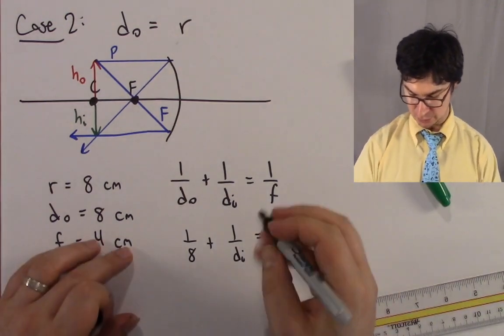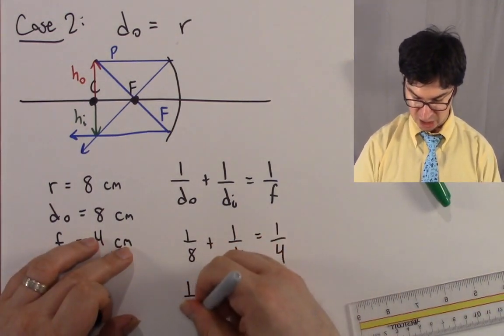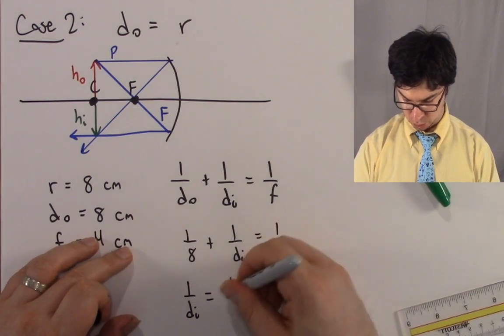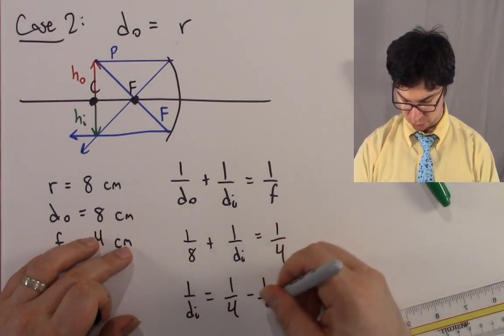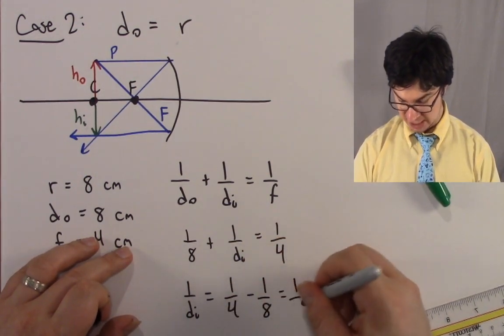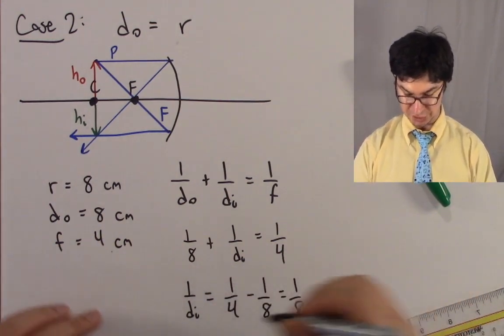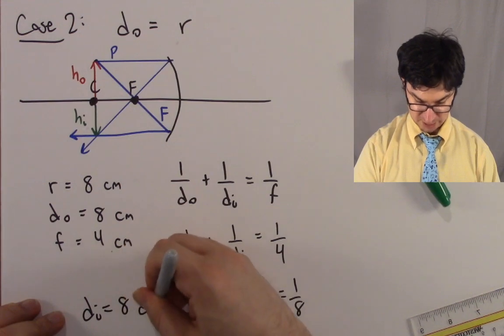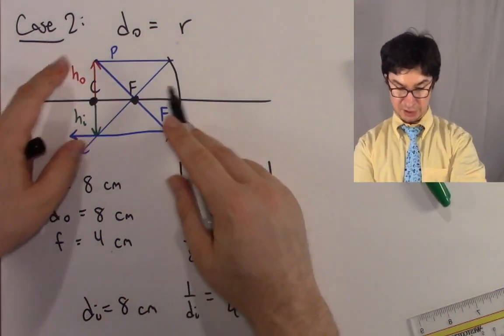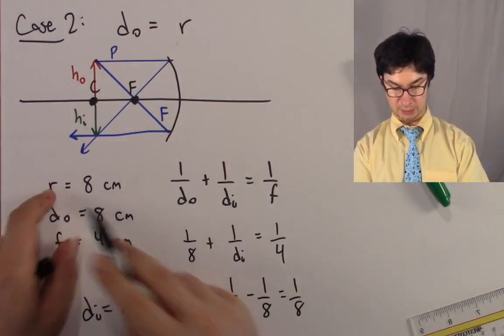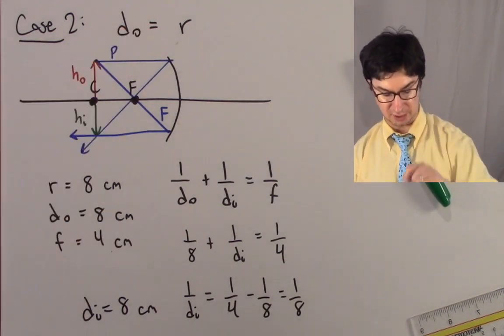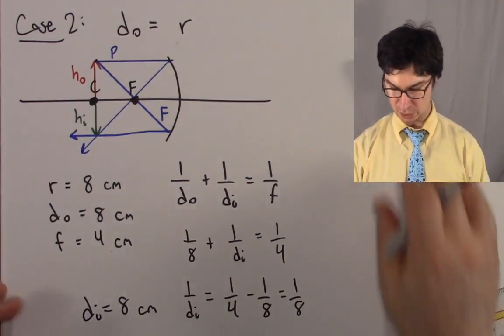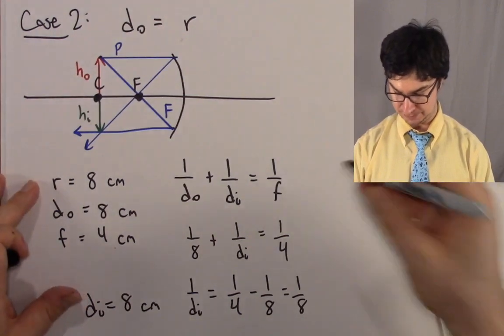And if we solve this for 1 over di, we get 1 over di equals 1 over 4 minus 1 over 8, which is 1/8. And we get, of course, di is equal to 8 centimeters, which is what we predicted based on our diagram, that the image distance would be exactly equal to the radius of curvature, which is the location of the object. Fantastic. Okay, what about the magnification?